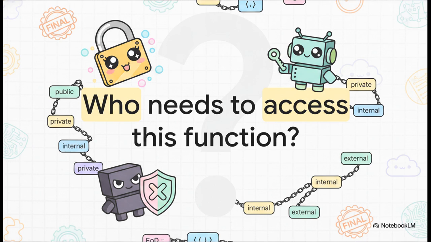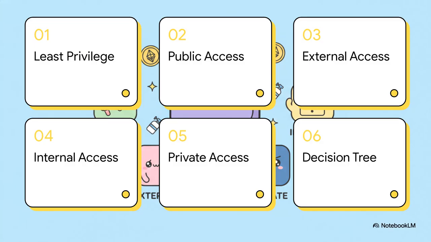In smart contract development, where code is immutable and transactions are completely final, controlling exactly who can trigger your functions isn't just some nice-to-have best practice. It literally dictates your contract's core security and its operational cost. Here's our roadmap for today.